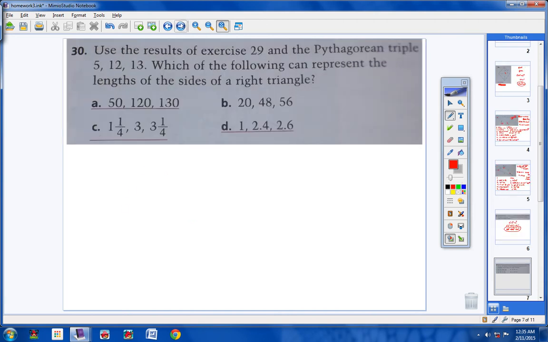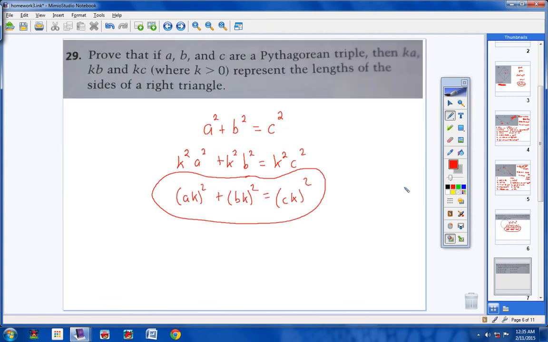Alright, moving on to number 30. Use the results from 29 in the Pythagorean triple, 5, 12, 13, to show which of the following can represent the lengths of the sides of a right triangle. Now let's go back. Can I tell you what they're trying to teach you here? Please, please listen to me.